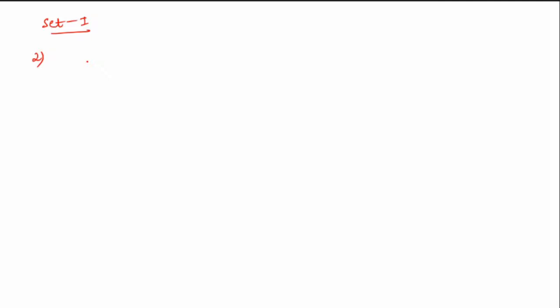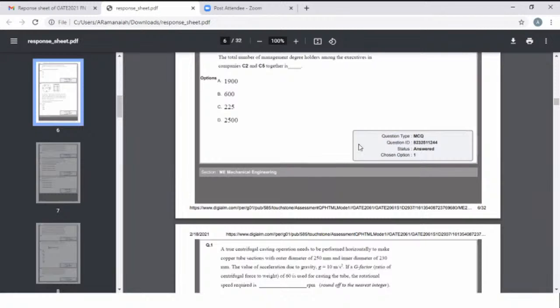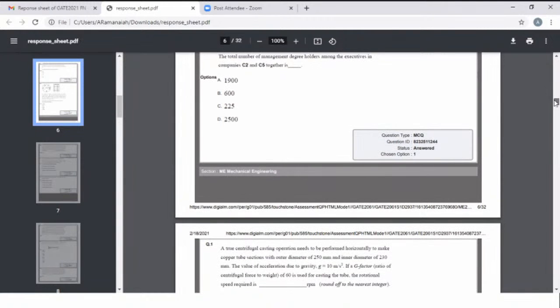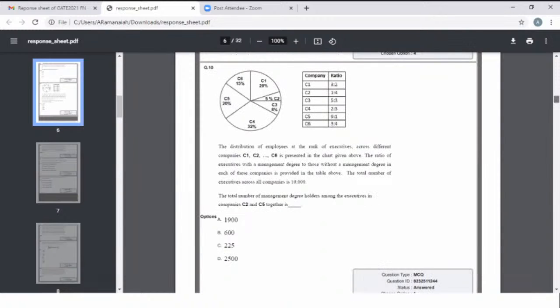Yes, sir. Good evening, friends. So I'm starting set one. The first question I'm displaying is the heat transfer question, regarding the Heisler charts.